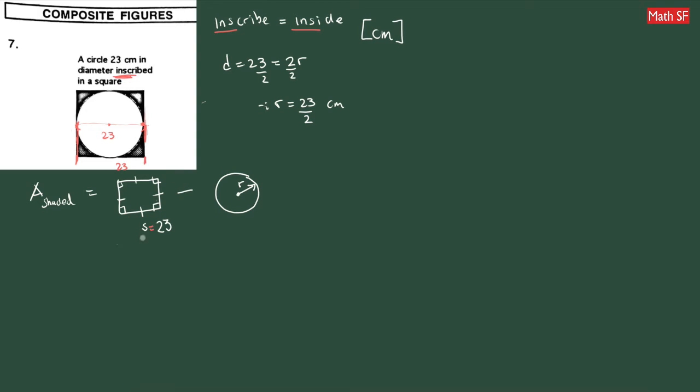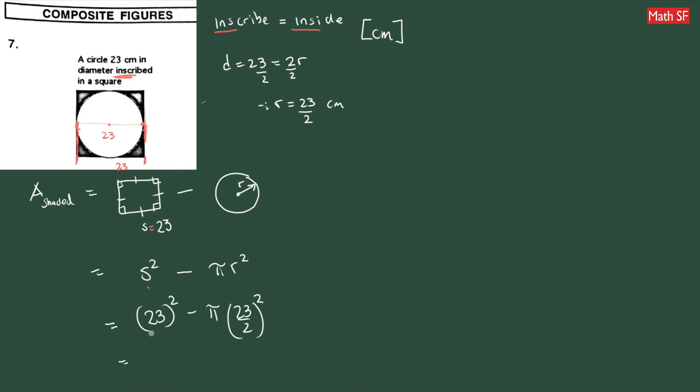So let me write my formulas now that I have everything. The area of the square is s squared minus pi r squared, because it's just one circle. S, which is 23, being squared, minus pi r, which in this case is 23 over 2, squared. That should give us our exact area. 23 squared, let me use a calculator and see what it is.